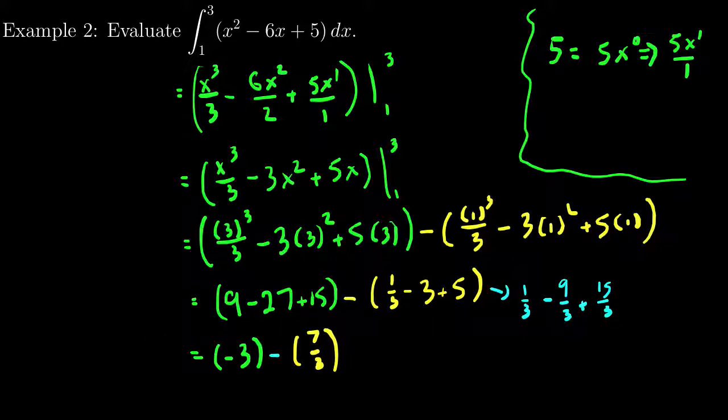So recall that, I guess I'll change colors. Negative 3 is the same as negative 9/3, minus 7/3 gives me negative 16/3. So it can get a little annoying with fractions when you're dealing with these terms.